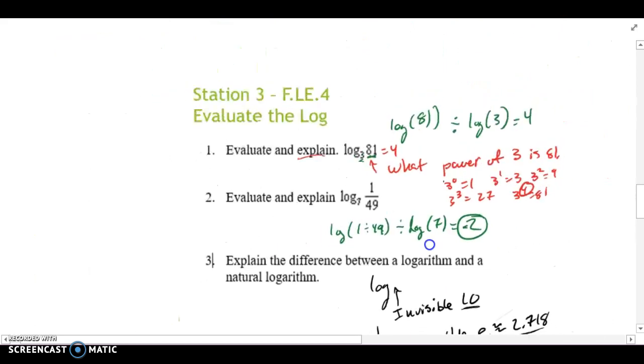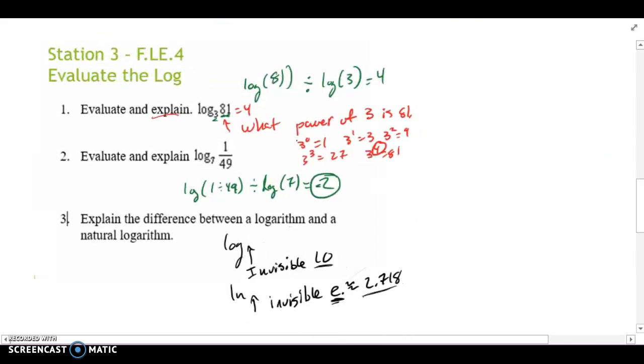So this one was pretty quick, pretty simple, just understanding the basics of logarithms and how to use them in the calculator or compute them by hand. If you have any questions, let me know.